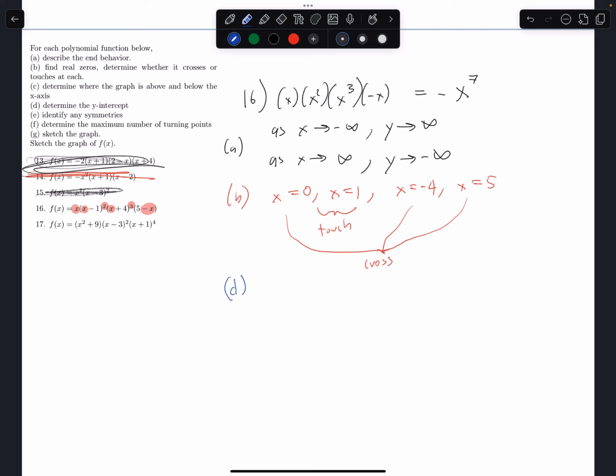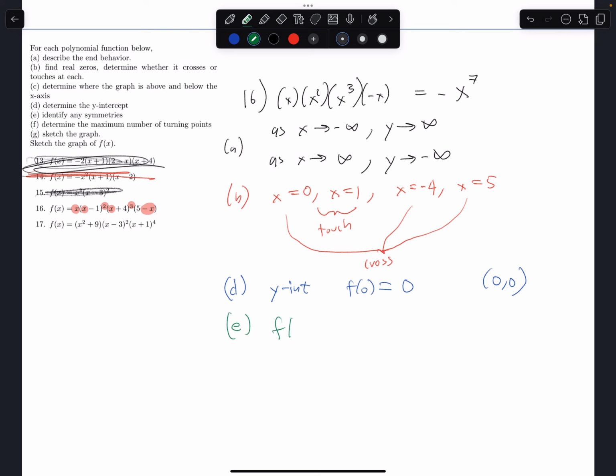Letter D, determine the y-intercept. Sorry, I'm using a different color scheme, I think, than the last time. Y-intercept, this is going to be f of 0, but there's a 0 term in there, right? So it's just going to be 0 again, and I get the origin again as y-intercept. Okay, nothing too exciting there.